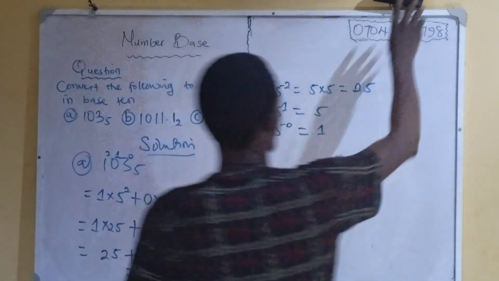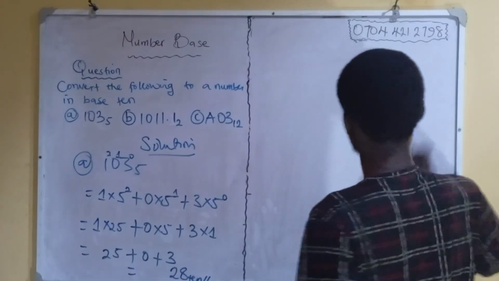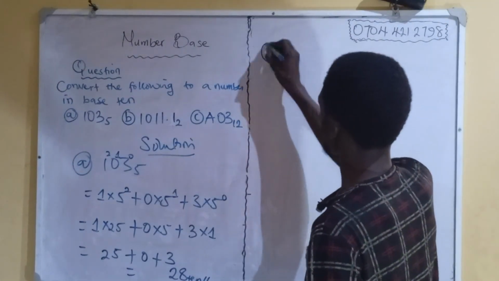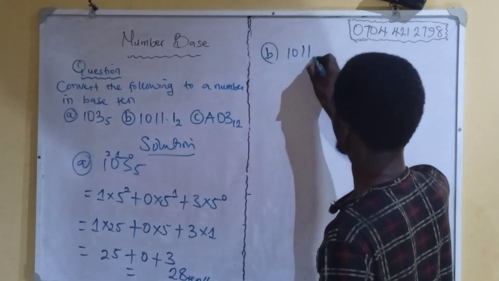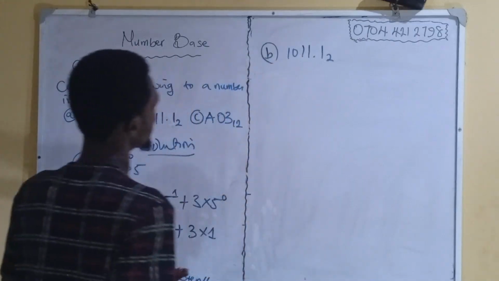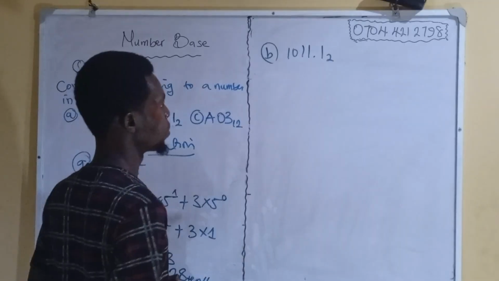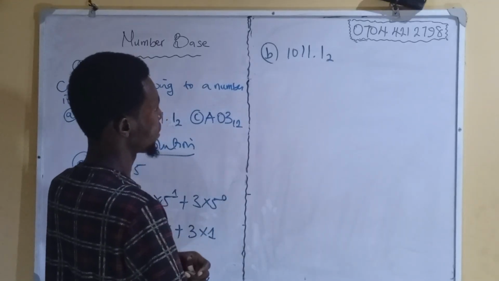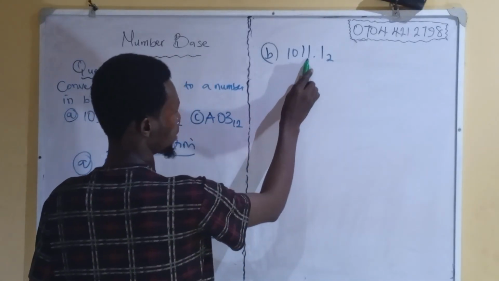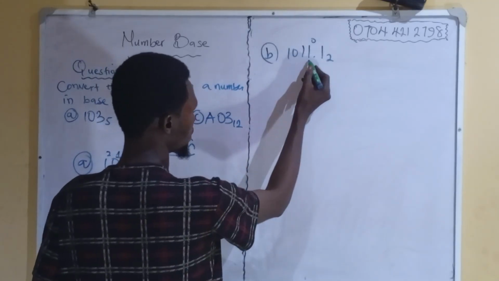Okay, the next one. Now for the second one, you are given the question 1011.1 base 2. Remember, you still have to indicate the power of the base. The base we are dealing with here is 2. So for us to indicate the power of the base, we'll first of all look at the unit digit. The unit digit here is 0. This is the unit.